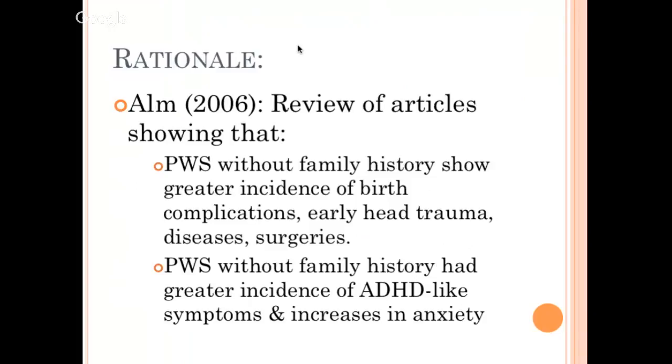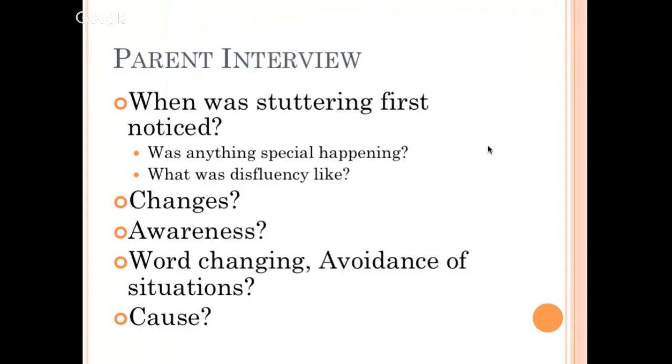Now, I just talked about how kids who don't have that family history have more birth complications, more history of early head trauma, and diseases. Some people are linking strep virus to stuttering, and surgeries or trauma of some kind leading to stuttering onset. ADHD can also be a big factor, as well as Tourette's and dyslexia. So finding out all that good information is really important.